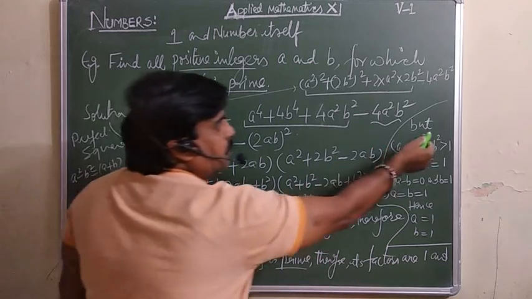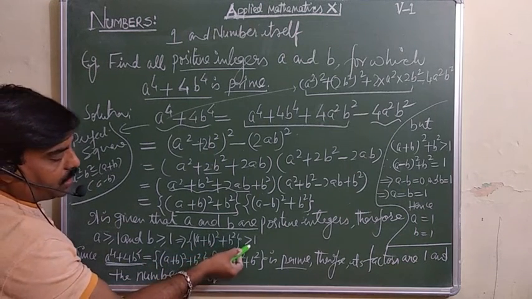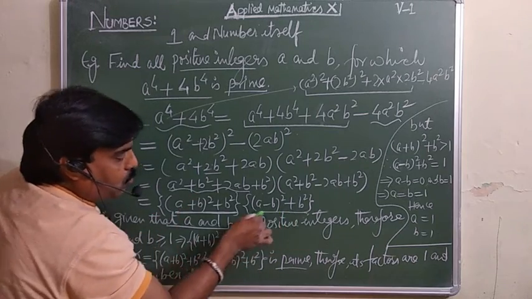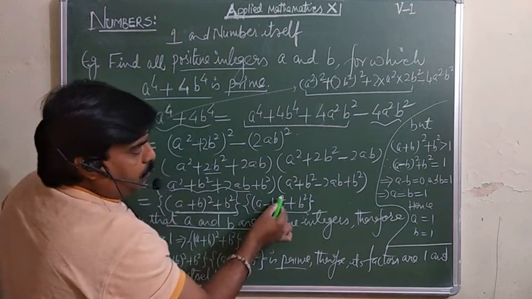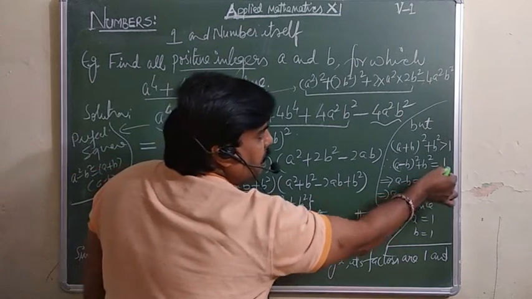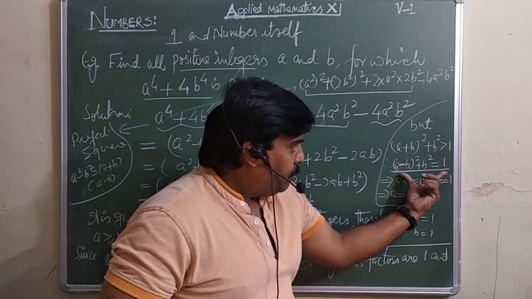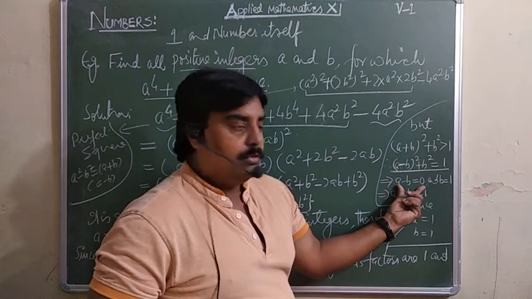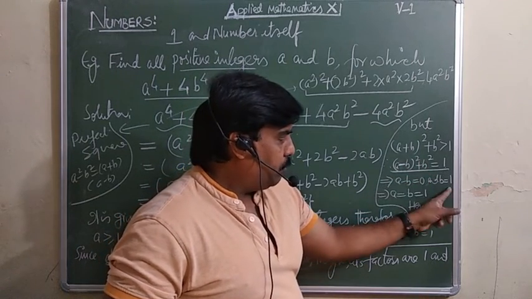But this we already know, (a + b)² + b² is greater than 1. So if this is greater than 1, it means the other factor should be equal to 1. So therefore you can say (a − b)² + b² should be equal to 1. And when will this be equal to 1? When a − b should be 0 and b should be 1, here only.